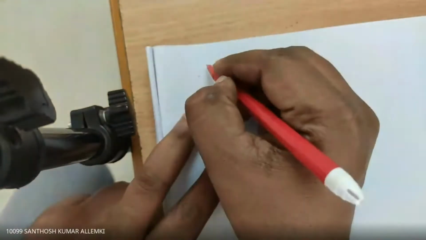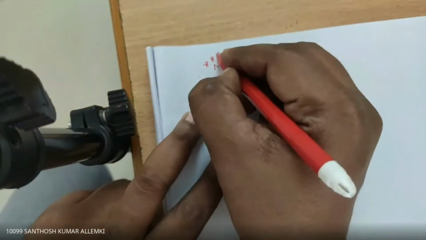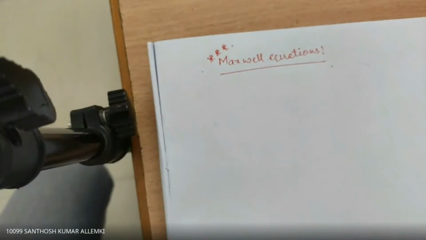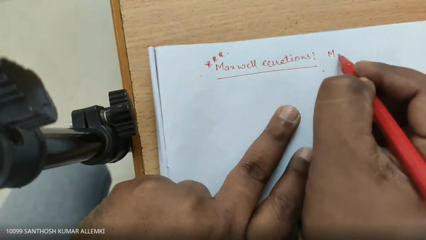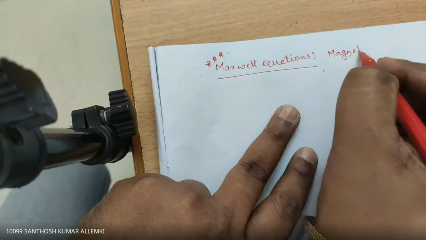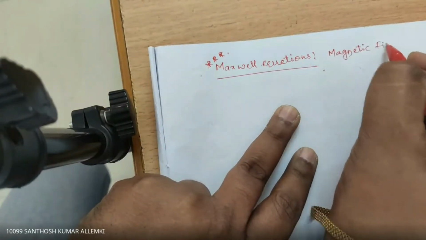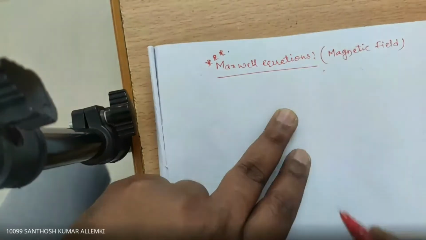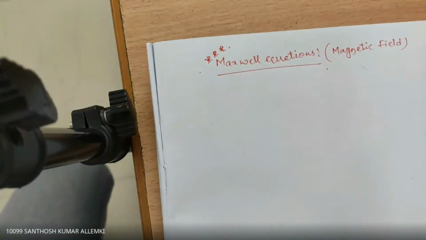It's an important one. In the first unit, we have Maxwell equations for the electric field, and we'll also have Maxwell equations for magnetostatics, that is, the magnetic field. Now we'll see what those equations are and how we can derive them.